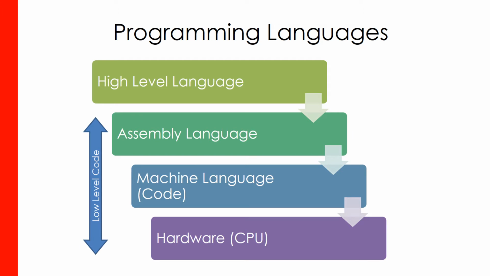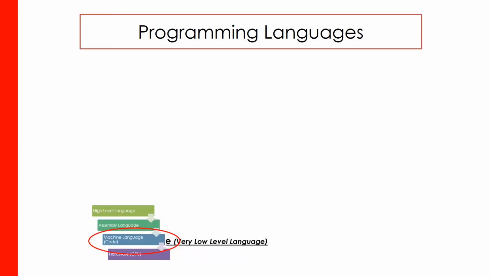This is the different levels of programming languages. At the top you have high-level programming languages, and at the bottom you have machine-level code and binary. In between that is assembly language, and this is what we're going to have a quick look at today.